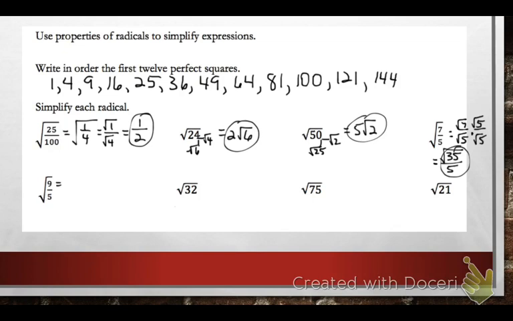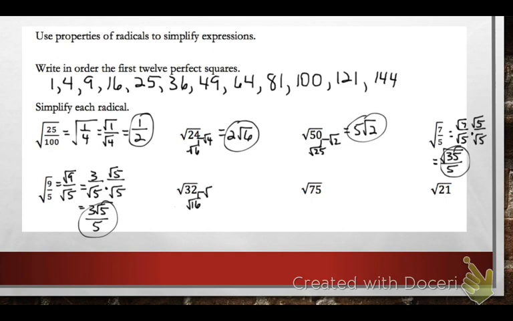On my next problem, I can split this up so I have the square root of 9 over the square root of 5. The square root of 9 is 3, so now all I need to do is rationalize my denominator, just like I did in the problem before. I multiply by the root in the denominator. When we multiply, we get 3 times the square root of 5 over the square root of 25, which is 5.